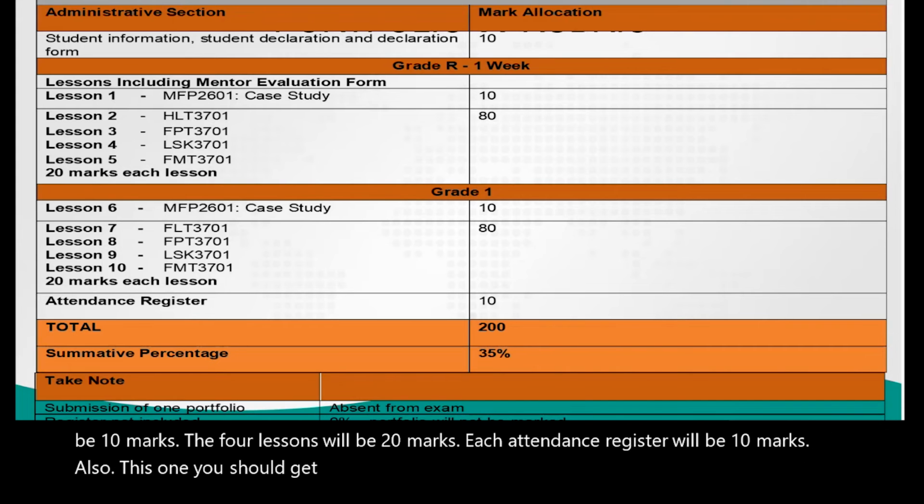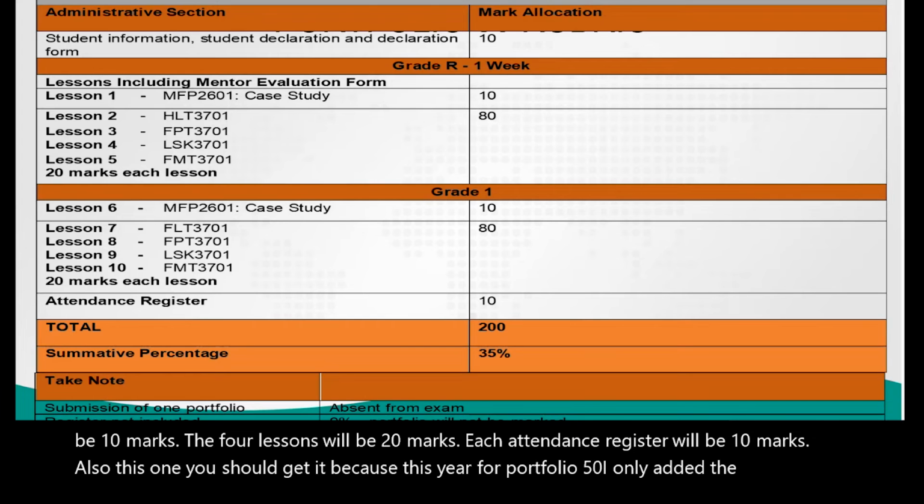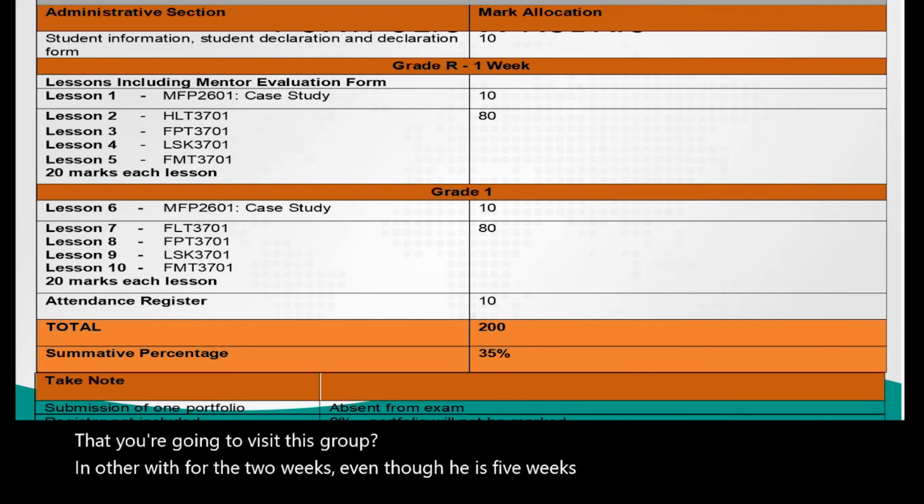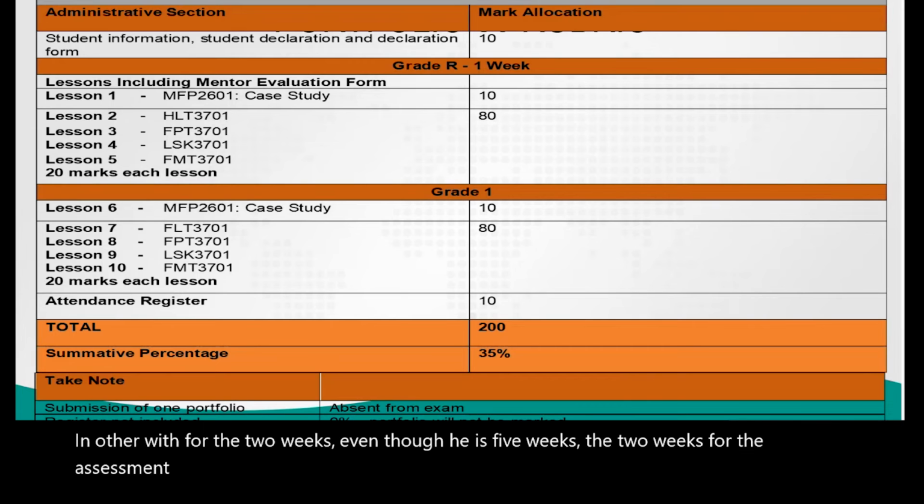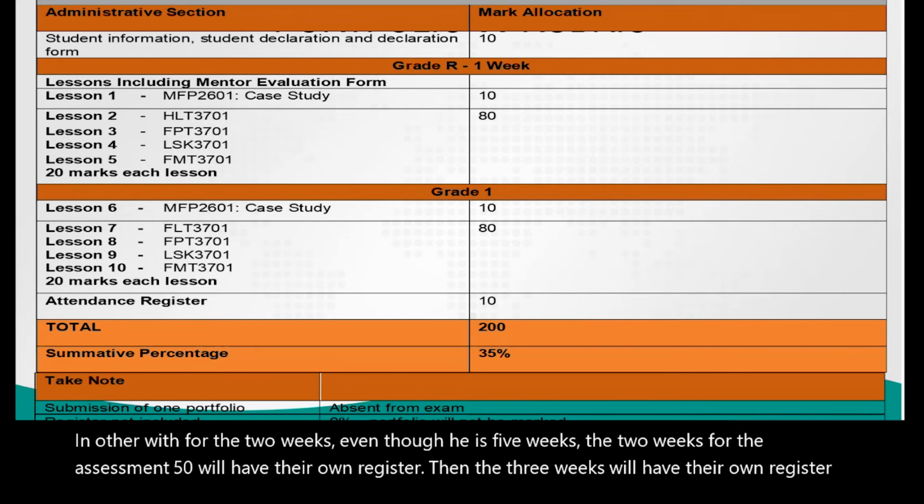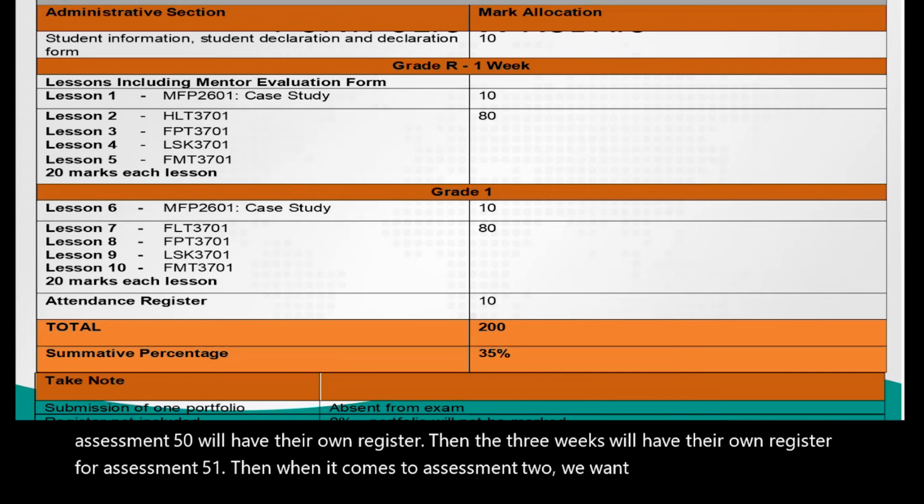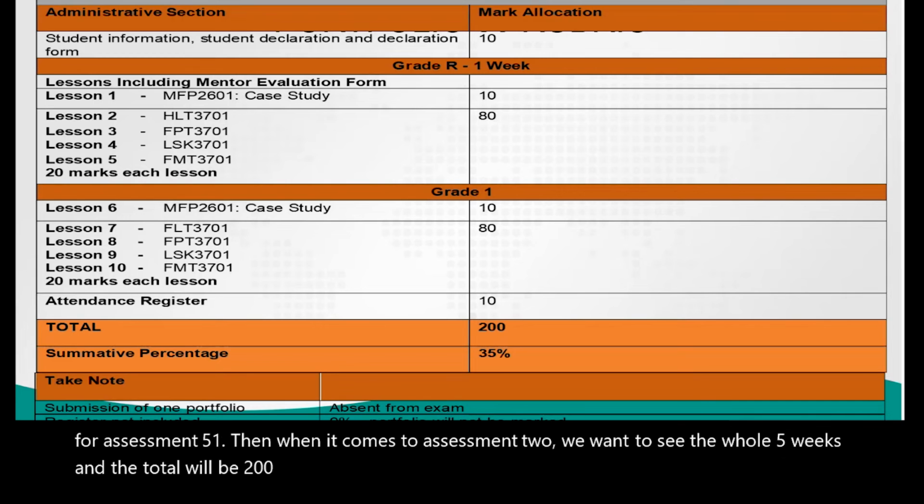Also, this one you should get, because this year for Portfolio 50, I only added the register for the days that you're going to visit the school. In other words, for the 2 weeks, even though it's 5 weeks, assessment 50 will have its own register. Then the 3 weeks will have their own register for assessment 51. Then when it comes to assessment 2, we want to see the whole 5 weeks. And the total will be 200.